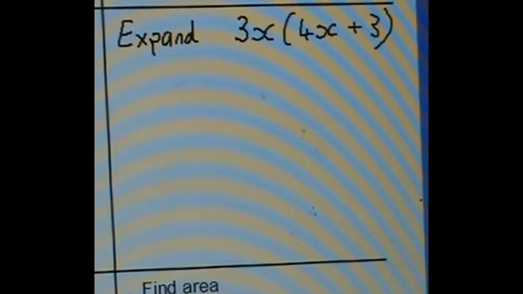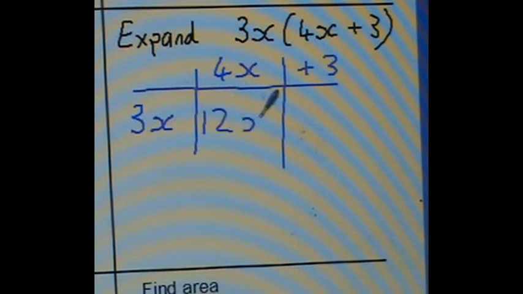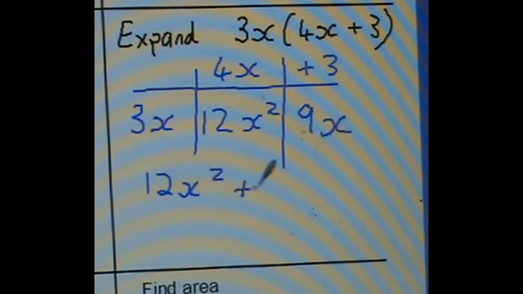Question 6, expanding the brackets. Don't forget, as soon as you see a question like this, you know immediately to draw your grids. So we start to draw our grids. We've got 3x, and we are multiplying that by 4x plus 3. 3x times 4x, well 3 4s are 12, and x times x is x squared. 3 times 3 is 9, and obviously we've got the x there as well. So I actually end up with 12x squared plus 9x.